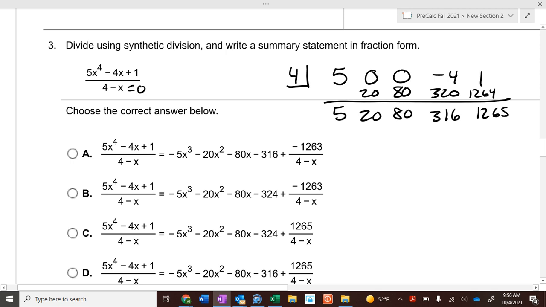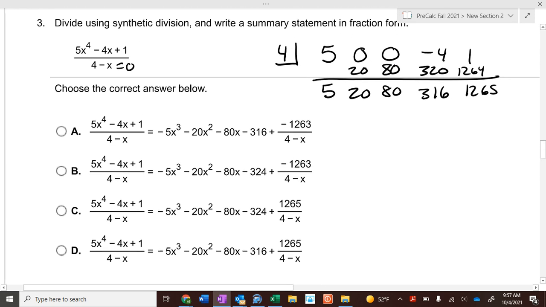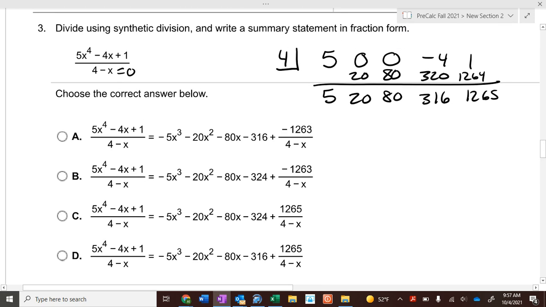Okay. So positive 5x to the third. Uh-oh. And all these are negative. Yeah. I screwed this up. I screwed it up.